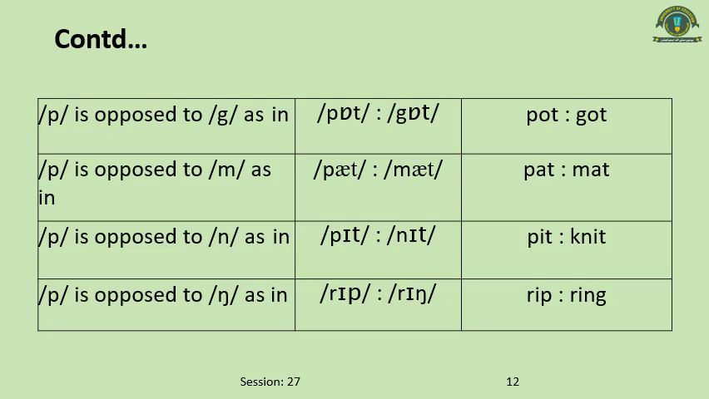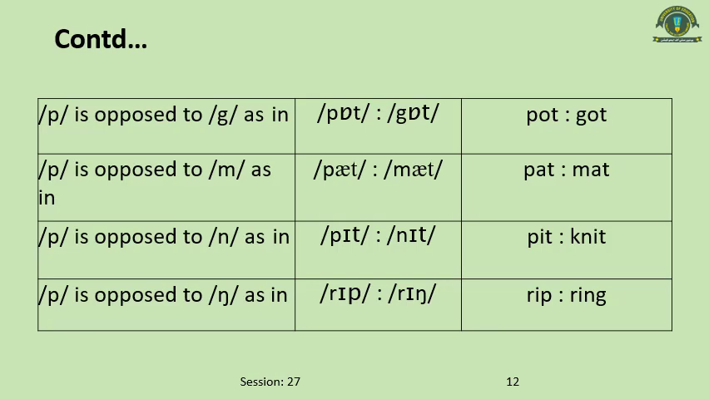P-A-T, pat; M-A-T, mat. The next is /p/ as opposed to /n/, as in pit and knit. /p/, it, pit; /n/, it, knit. Look at the spellings: P-I-T, pit; K-N-I-T, knit. So remember, the /k/ sound is not spoken here. Don't run after the spellings.